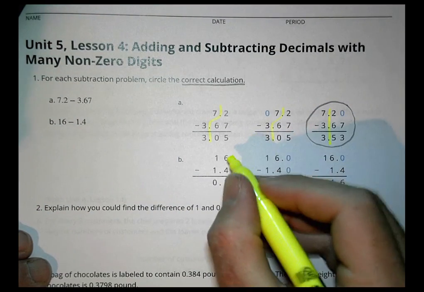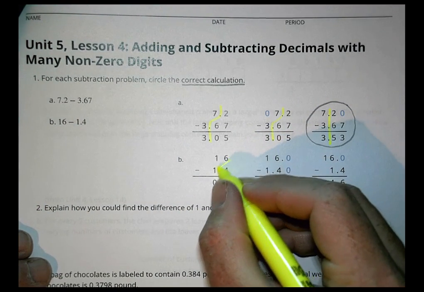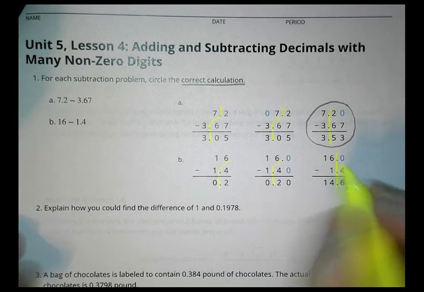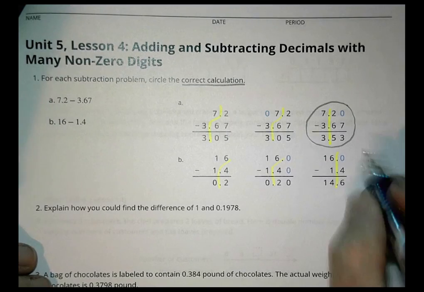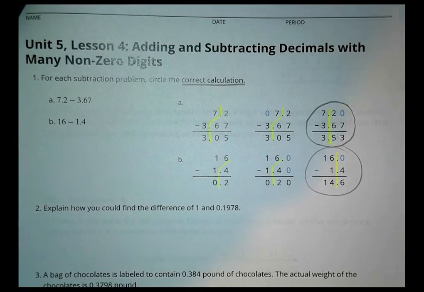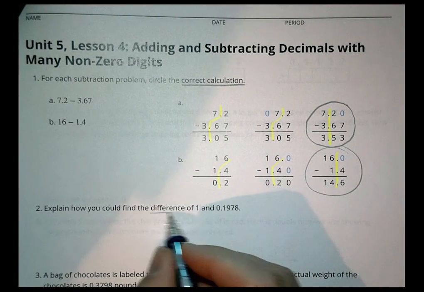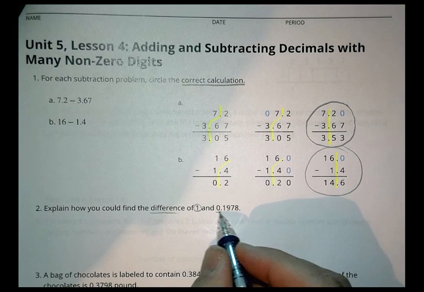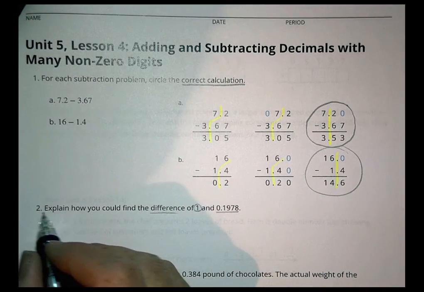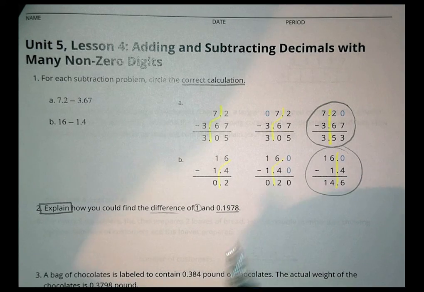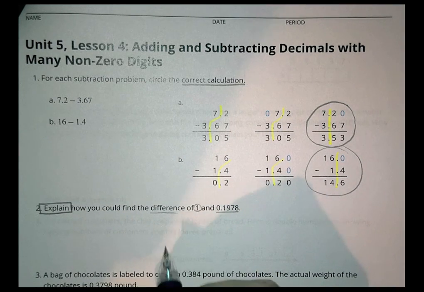The next one here, there's actually a decimal point behind the 16. So we're like this. This one's like this. And this one is lined up. So again, we would say this is the best way to do the subtraction problem, by lining up your decimals and doing the subtraction. Okay, explain how you could find the difference of 1 and 0.1978. Now this is an explain, not just do it. I'll show you how to do it real quick, but you want to be able to explain how you would set this up.